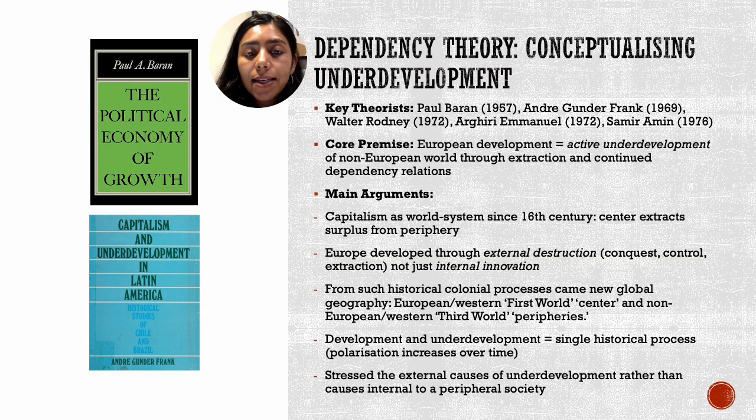Now, as an aside, his article on the development of underdevelopment, which is a 1966 article that he wrote for the Monthly Review, was actually seen by the US government as a national security threat. So that's an interesting aside, I thought.